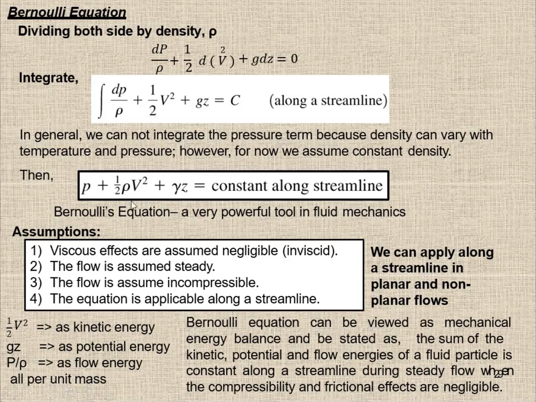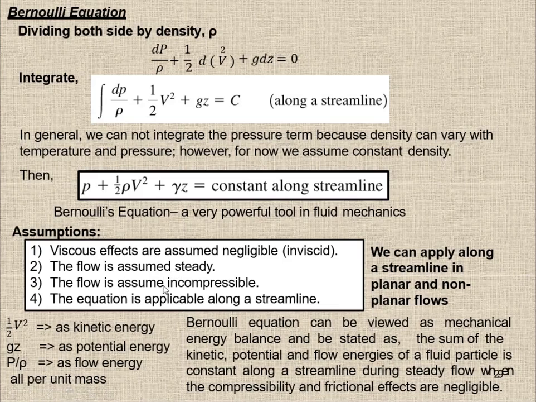That means the Bernoulli equation is a very powerful tool in fluid mechanics. Basically it indicates that the net change is constant along the streamline. Here are the assumptions that we made to derive the Bernoulli equation. Viscous effects are assumed to be negligible. The flow is assumed to be steady.